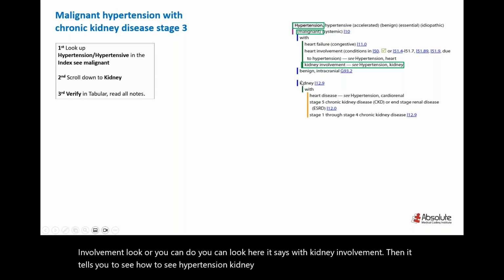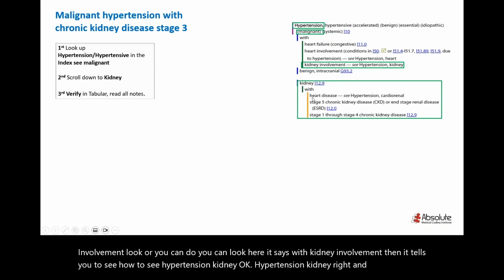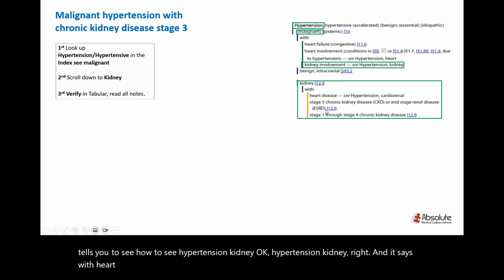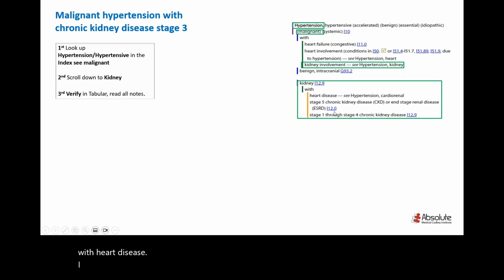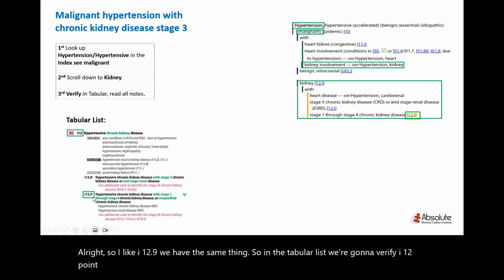Then it tells you to see hypertension kidney. Okay, hypertension kidney, right? And it says with heart disease I12.0, and then with kidney disease stages 1 through 4 I12.9. All right, so I like I12.9. We have the same thing. So in the tabular list, we're going to verify I12.9 down here.